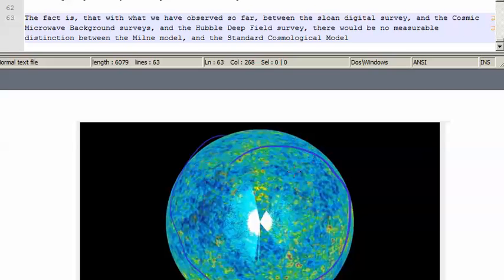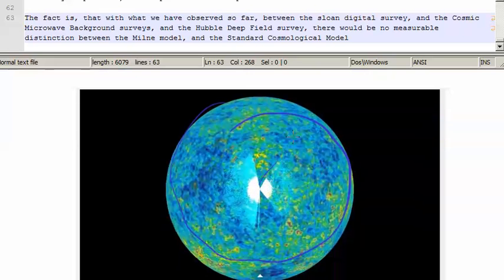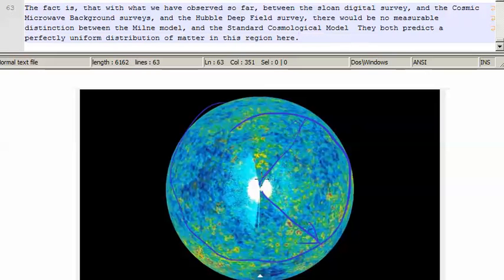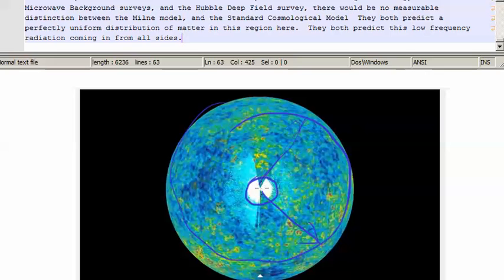and the Hubble Deep Field Survey that just goes out in just a couple of little points, there would be no measurable distinction between the Milne model and the Standard Cosmological Model. They both predict a perfectly uniform distribution of matter in this region here, where the Sloan Digital Survey has done most of its work. Both predict this low-frequency radiation coming in from all sides, from basically the edge of the observable universe.